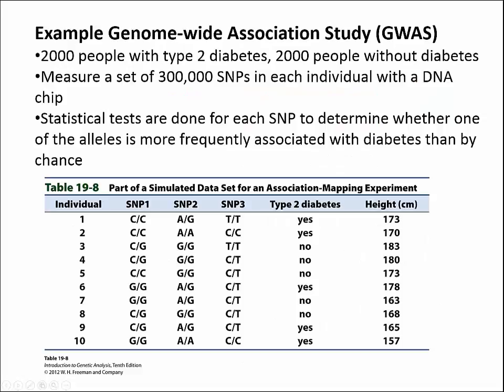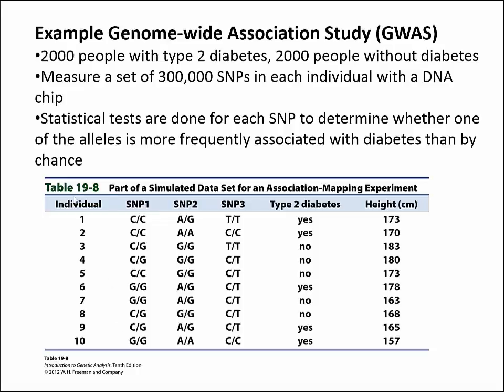So I'd like to give you a very simple example of how a genome-wide association study might be done. So if you wanted to study type 2 diabetes, you might get 2,000 people who have type 2 diabetes and compare them to 2,000 people that do not have type 2 diabetes. And then you might go in and measure a whole bunch of different SNPs in every single individual with the DNA chip. For every SNP, then, a statistical test would be done to determine whether that SNP was more likely to be found in individuals with diabetes than in the control group.